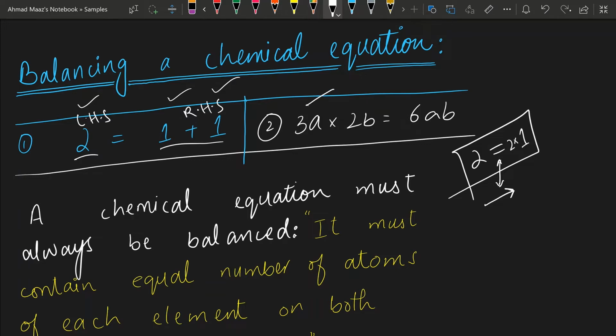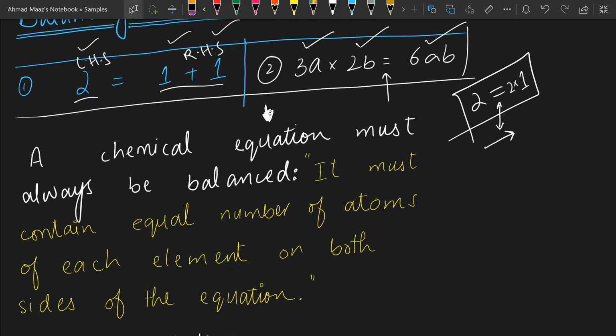Similarly, this mathematical equation 3a plus 2b is equal to 6ab. Now this is also equal. The equality sign holds. This is true. We call this a balanced mathematical equation. And when we write chemical equations, in the same way, they must also be balanced. How do we do that? Let's see. A chemical equation must always be balanced.